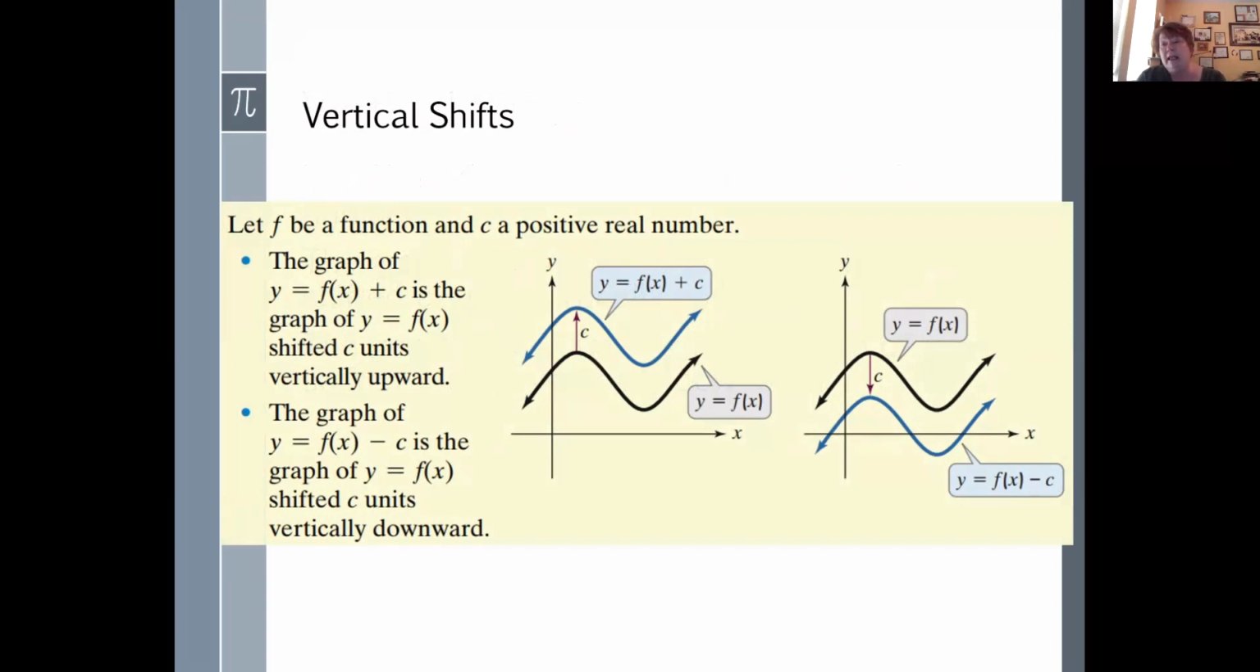So if we take any one of our 7 standard functions and we add a constant to that function, we shift that function up. If we take any one of our standard functions and we subtract a constant from that function, we shift that function c units down.